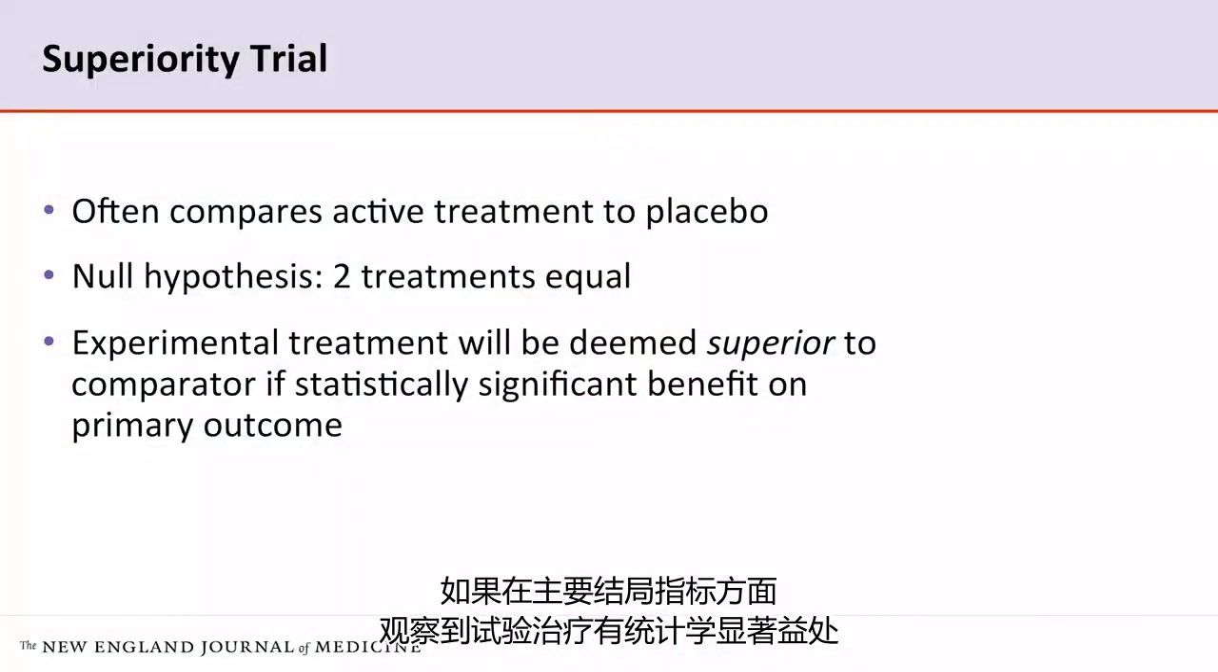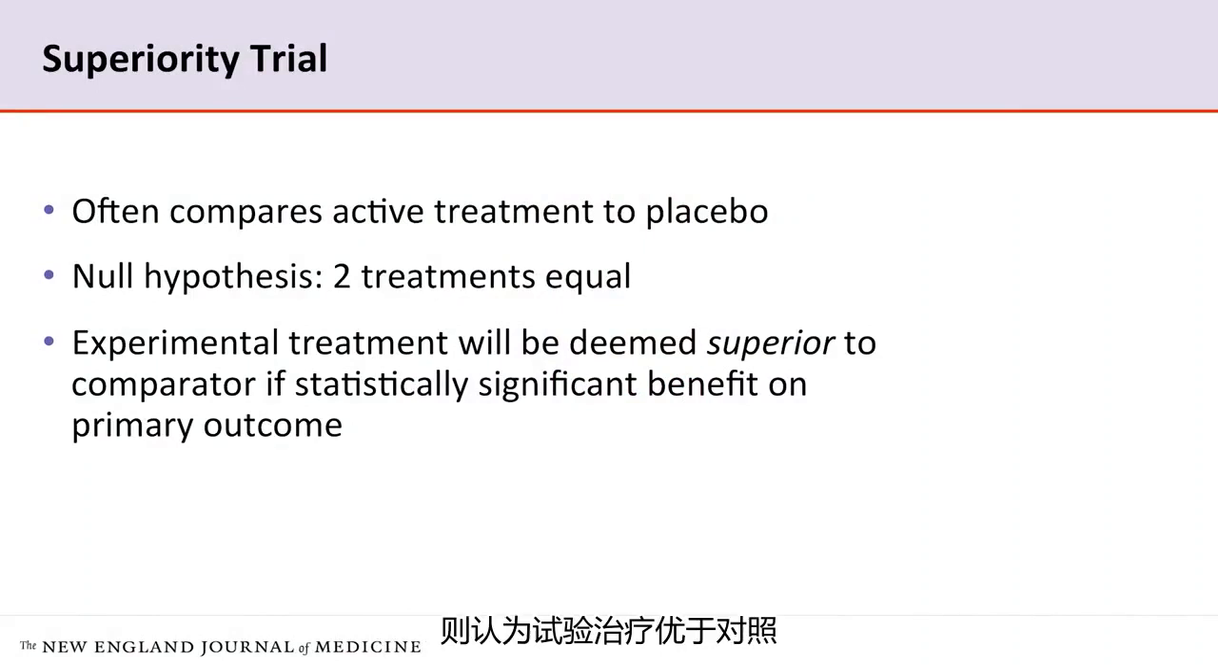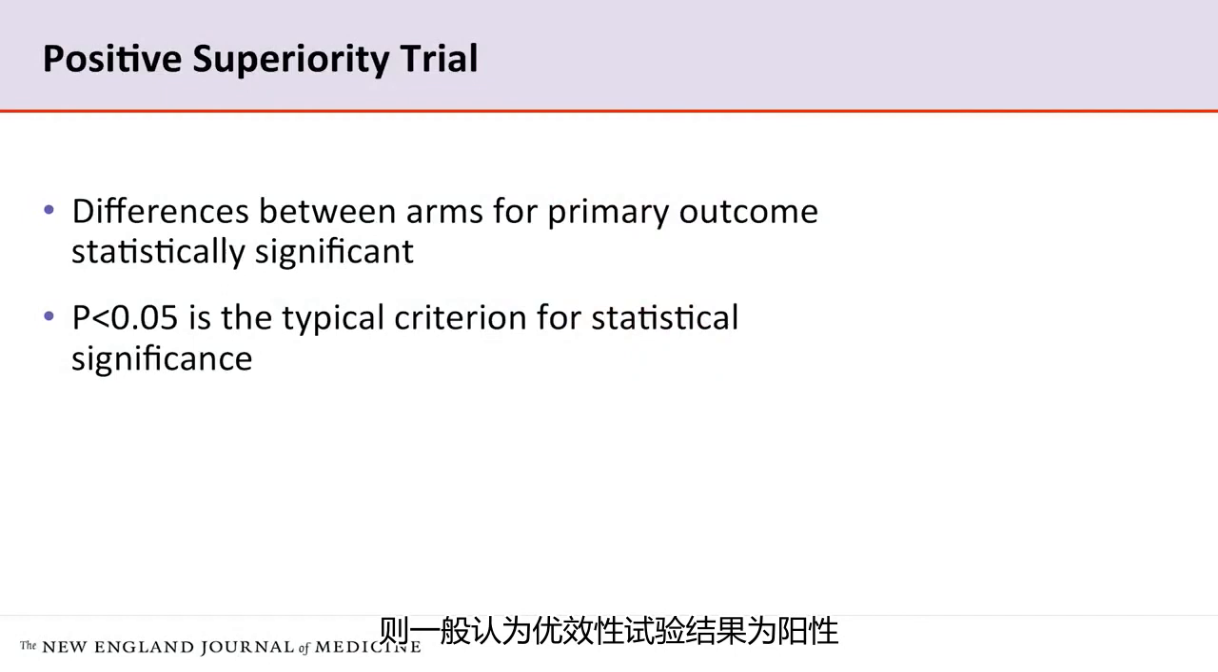The experimental treatment will be deemed superior to the comparator if a statistically significant benefit is observed on the primary outcome measure. A superiority trial is generally considered positive when differences between the arms for the primary outcome measure are statistically significant, with the criterion for significance most often set at a p-value of less than 0.05.